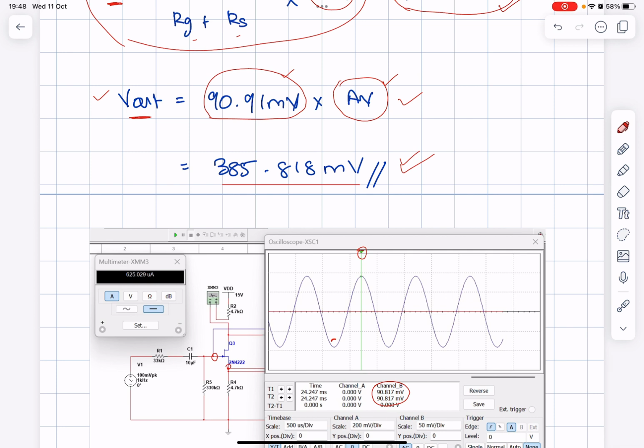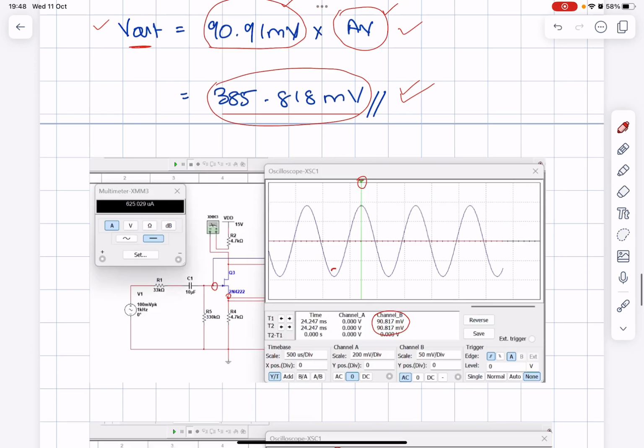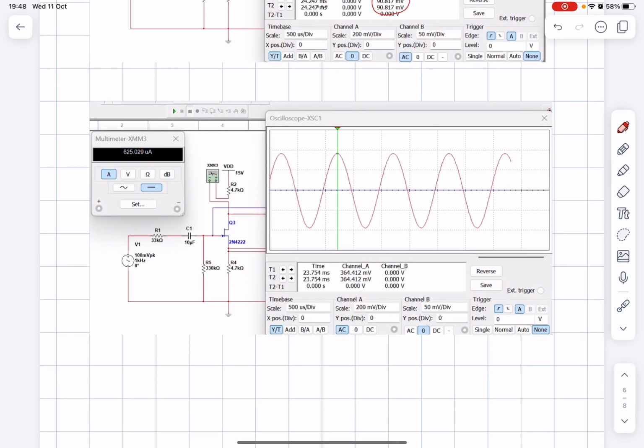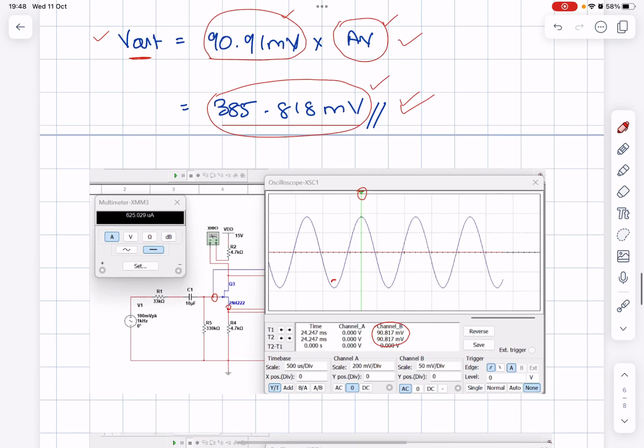So what about your Vout? Vout I obtained 385 millivolt. So in simulation I got 364.412 millivolt. So this one is around the same value. The loss is only 20 millivolt. So I still consider this okay, because your supply is 100 millivolt, but the one you amplify is around 364 millivolt, and in analysis is 385 millivolt.